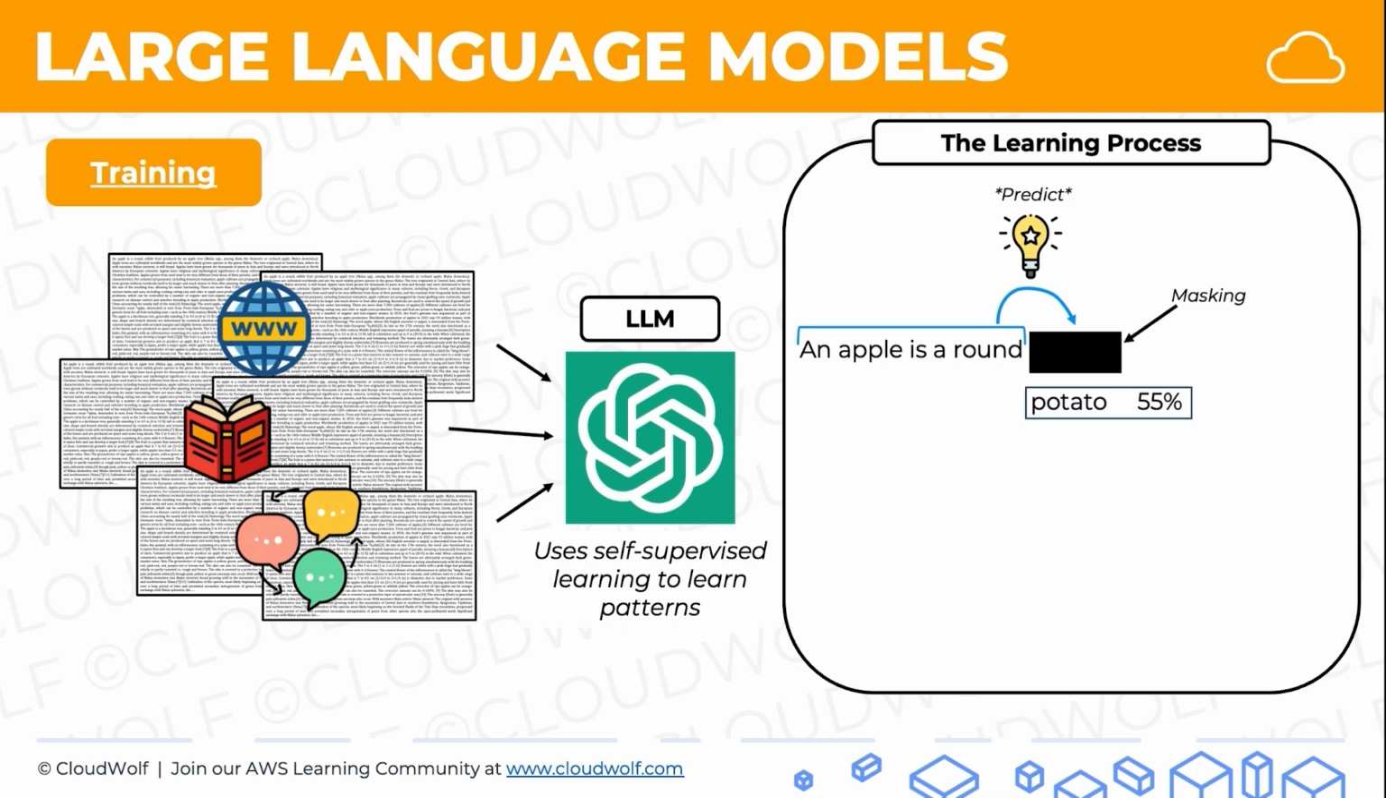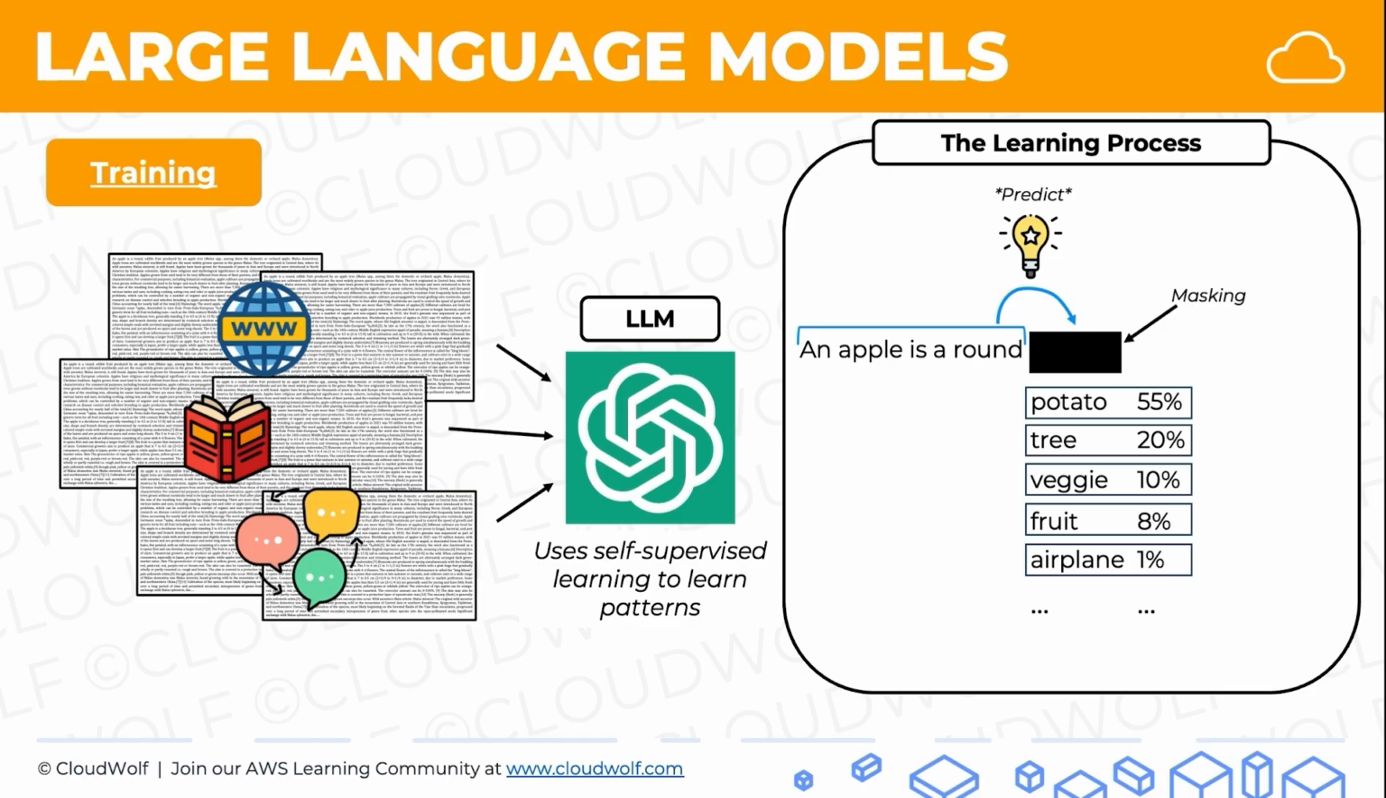It'll say, I think it might be "an apple is around potato," and I give that a 55% chance. It might be "an apple is around tree," and I give that a 20% chance. It might be "an apple is around veggie," 10% chance. "An apple is around fruit," 8% chance. "An apple is around airplane," 1% chance, and so on. So it'll make lots of predictions, and in total they'll add up to 100%.